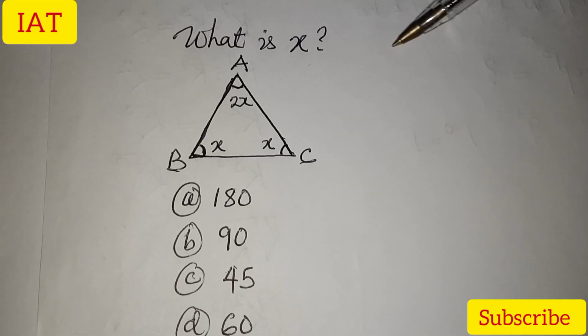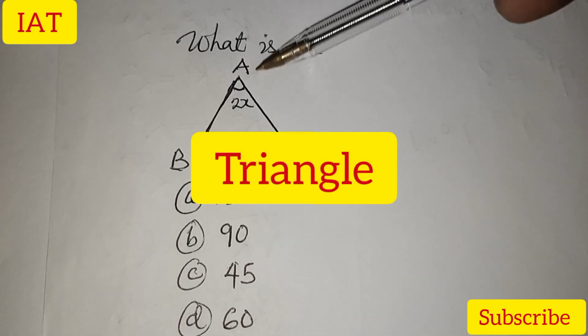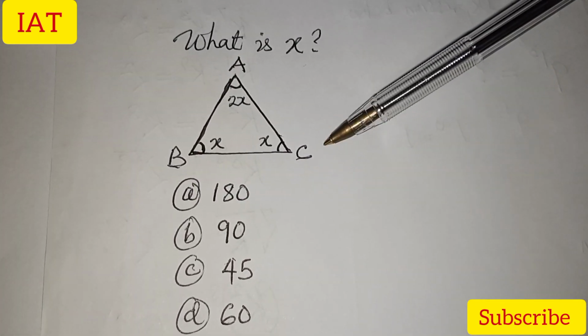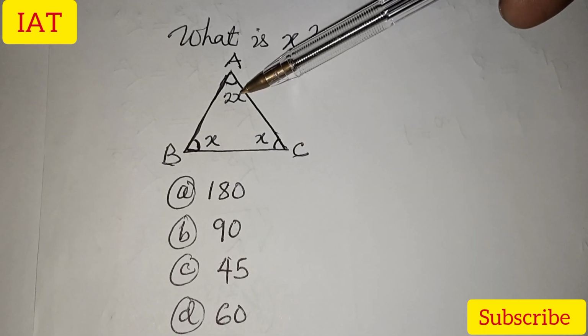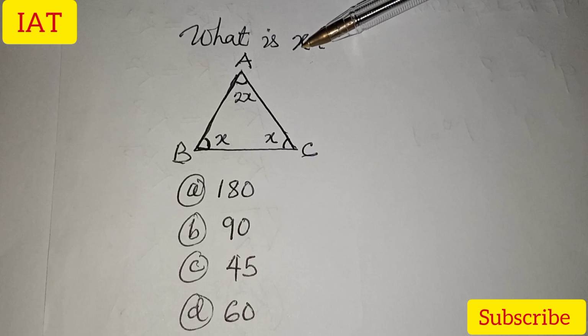In this video, we're going to solve for the value of x. So how are we going to achieve that? We have a right angle triangle whose sides have been mentioned. We have this to be A, B, and C. And then in the angles, we have 2x, x, x. We are going to look for the value of x.